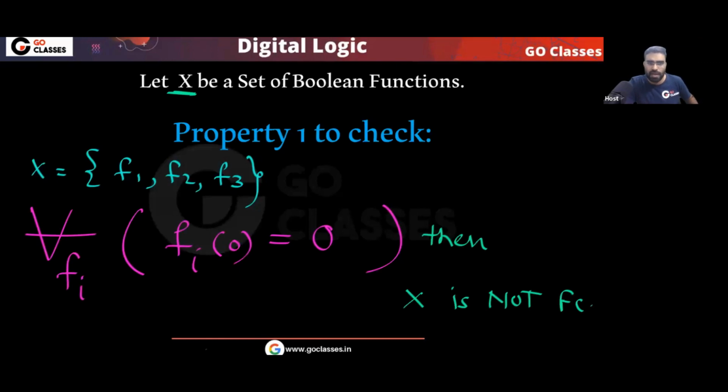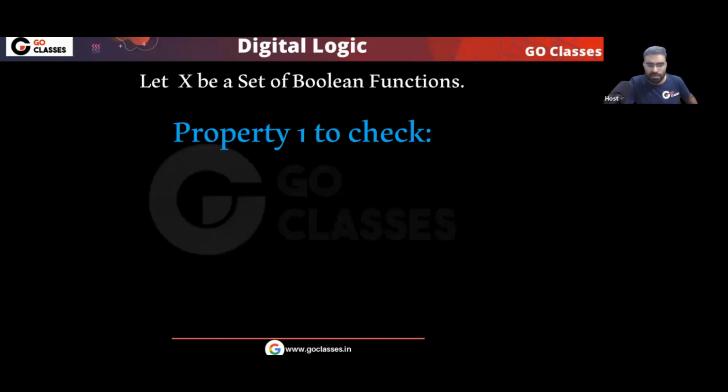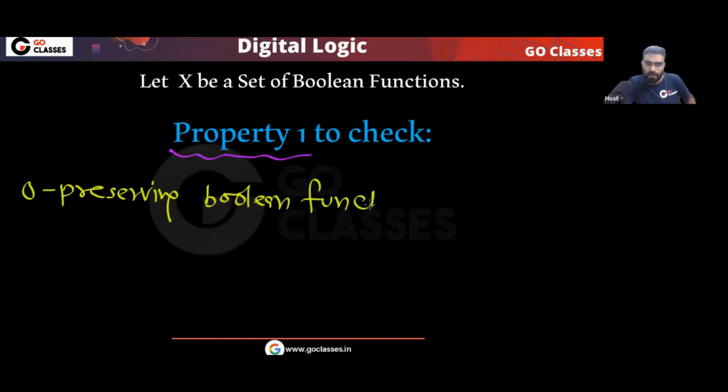Actually, let me tell you one thing. There is something called a zero preserving function. This property 1 is the zero preserving function. Let's see the definition of a zero preserving Boolean function. What is a zero preserving Boolean function?